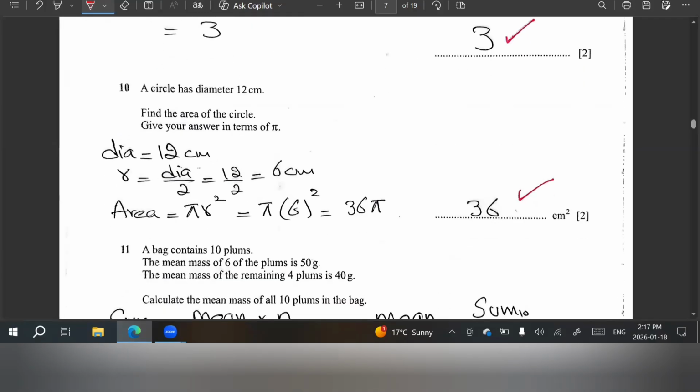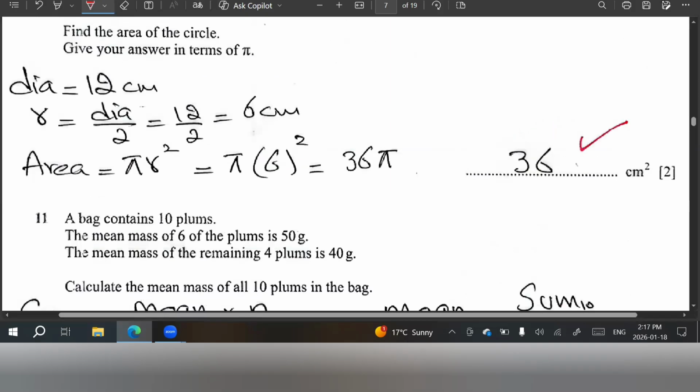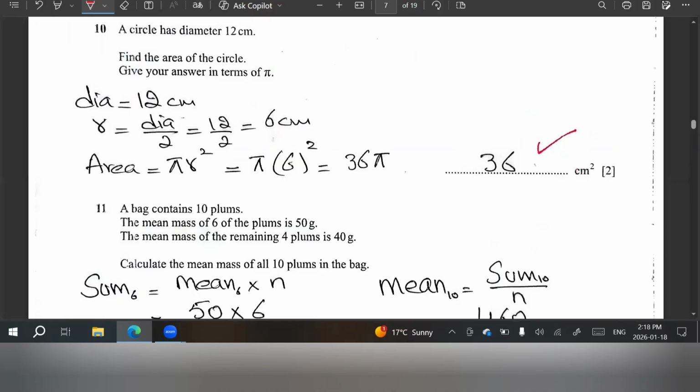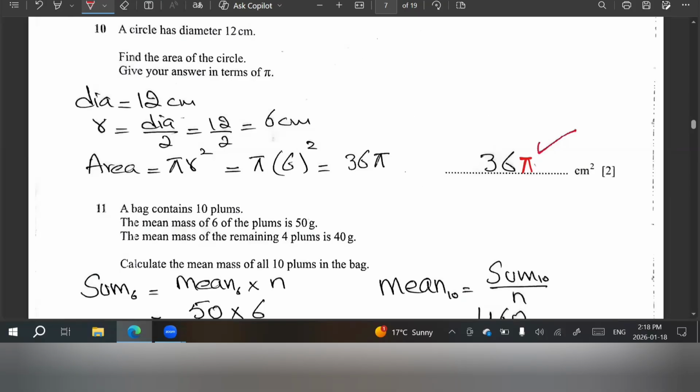Question number 10 is coming up on the screen. Here we have question number 10. He says the diameter is 12 centimeters. The radius will be half of the diameter, so 12 divided by 2, that will be 6. And the area is pi r square. So just put the value, pi into 6 square. So that's 36 pi. Give your answer in terms of pi. So my answer is 36 pi. The answer is correct. This is how this is done. I hope you understand.